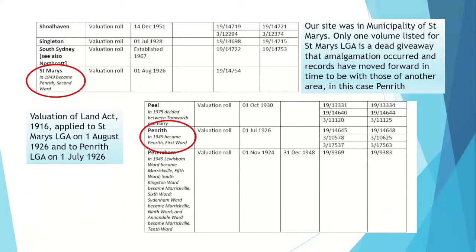Our site was in the municipality of St Mary's, but when we go to the list to look for St Mary's, there's only one volume, and that's a dead giveaway that an amalgamation has occurred. And in fact, the records for St Mary's have been moved to become part of the records of Penrith. Now again, it's not going to have any information from before 1926 because the Valuation of Land Act only applied to St Mary's on the 1st of August and to Penrith on the 1st of July 1926.